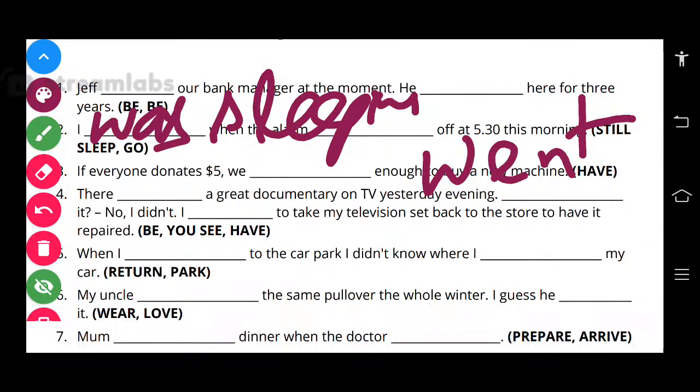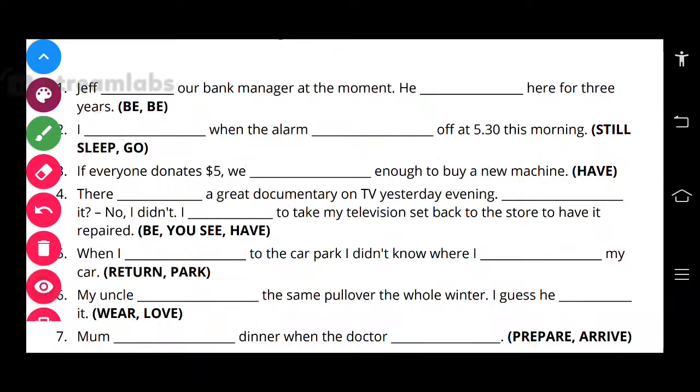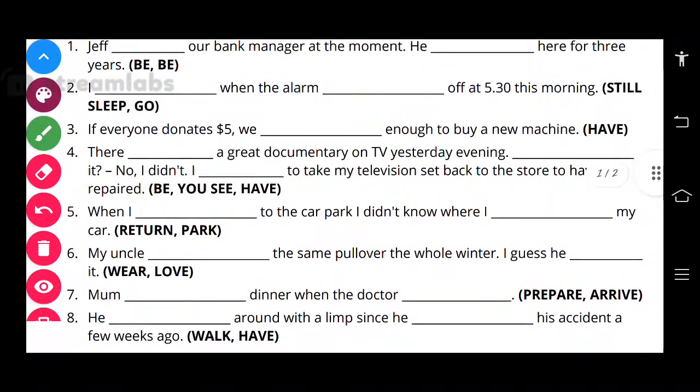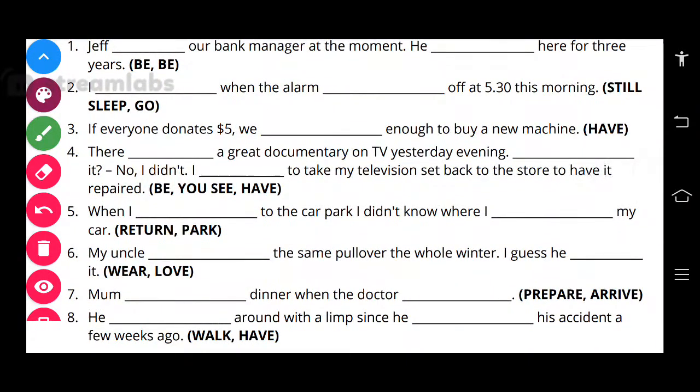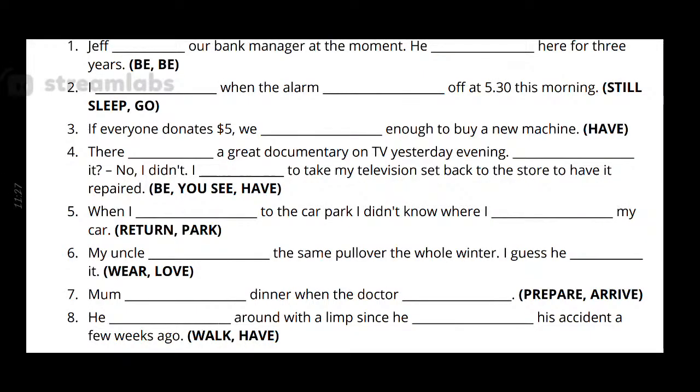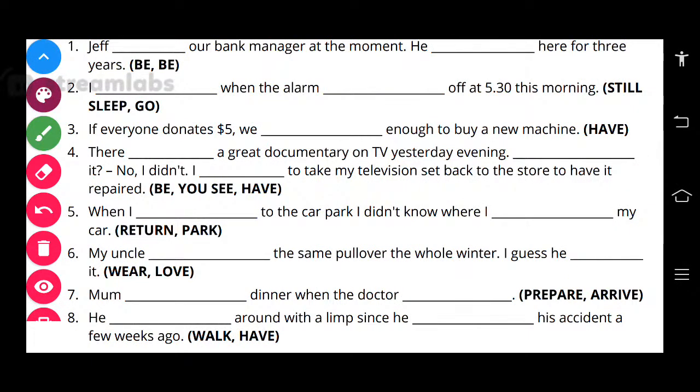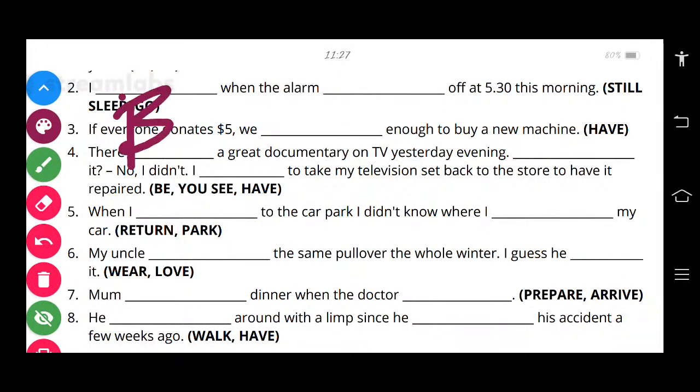Okay, clear everybody? Okay, let us see the third example. See that if everyone donates $5, we dash enough to buy a new machine. We were asked to use have. Have in the sense you should not use only have, but have forms, or H forms. Just you have to think of H forms. In the first question part, we discussed the B forms.